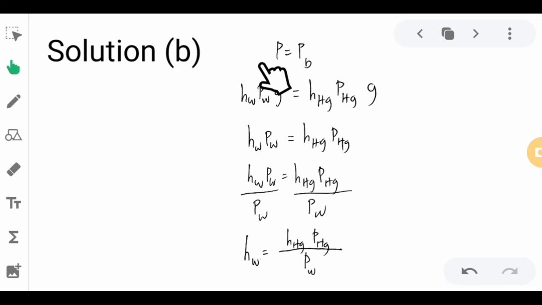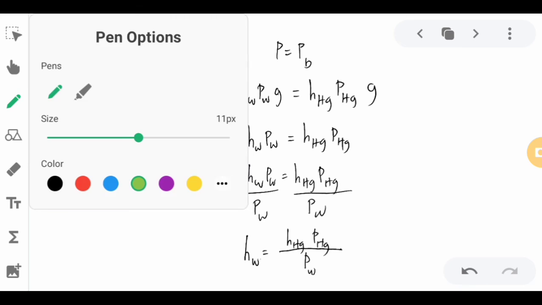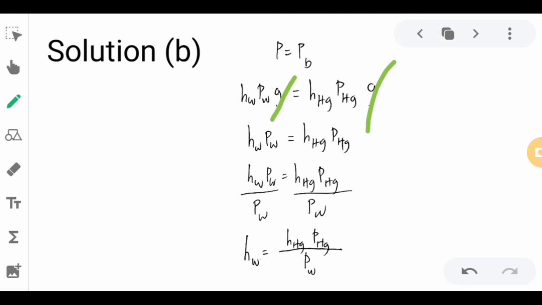So the P again is ρ_W h_W g. If you will expound this P, that is ρgh. So h_W ρ_W g, and then the pressure of the brain is h_Hg ρ_Hg g as well from the previous example. Wherein the h is the height of the Hg, the ρ is the density of the mercury, and then g is the acceleration due to gravity. So we don't need the g anymore because the person is lying down. So we have to cancel the g unit here, cancel that. So what we need to find is the h_W here.